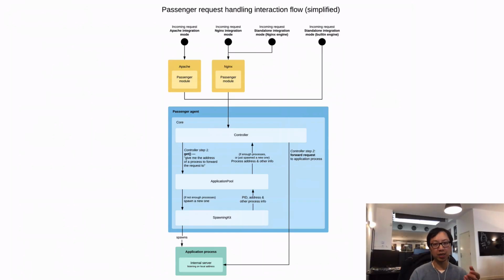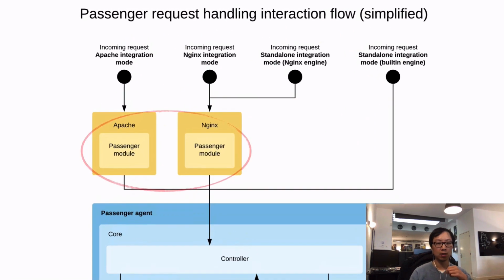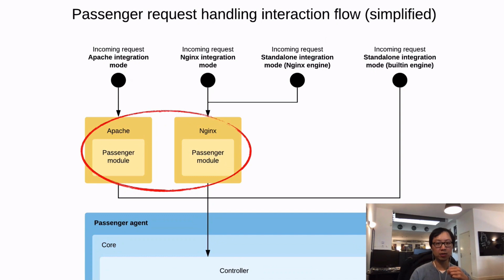Now, we just covered Passenger's structural architecture. Let's look at the interactions between the different components within a single request lifecycle. A request normally begins inside the web server, so that's either Apache or Nginx. If it is a static file request, then they will just handle it directly. But if Apache or Nginx think that the request should be handled by Passenger, then they will forward that request to the controller.